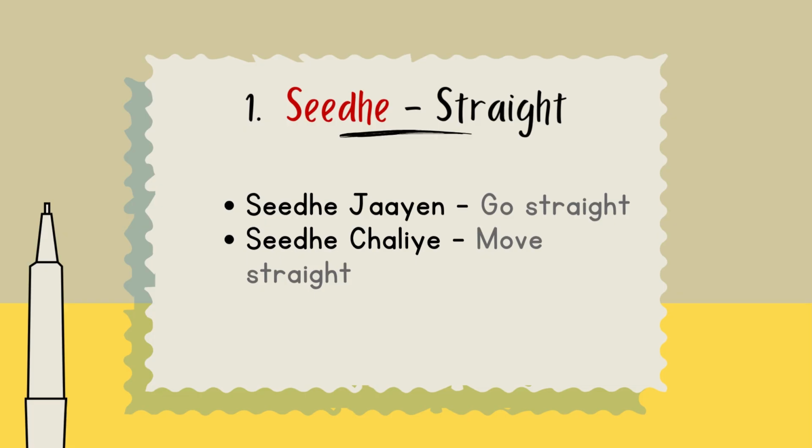जाएं means go. और सीधे चलिए, which means move straight or also go straight. सीधे चलिए or सीधे जाएं. Both are almost the same and the meaning is like you are telling the person to go or move straight.